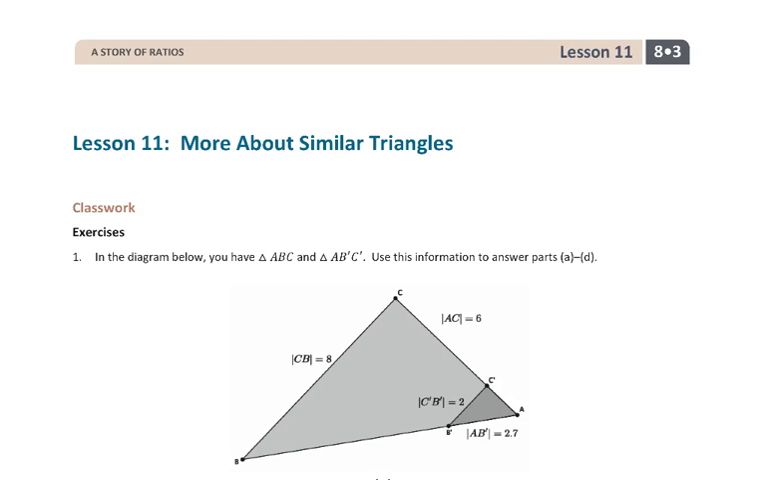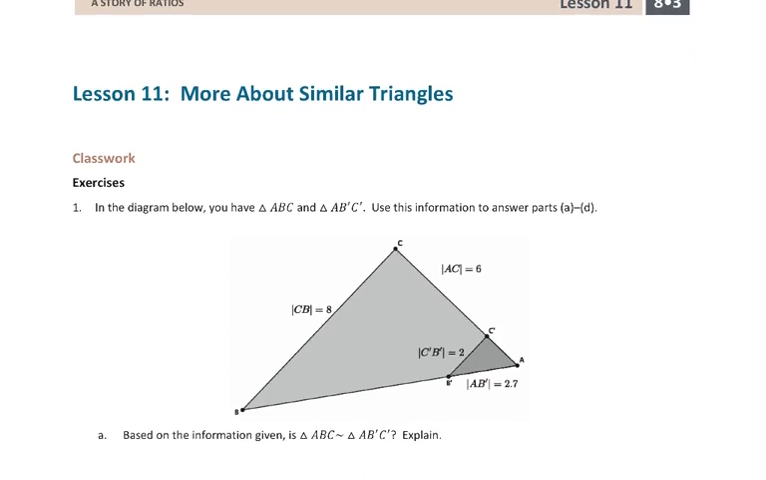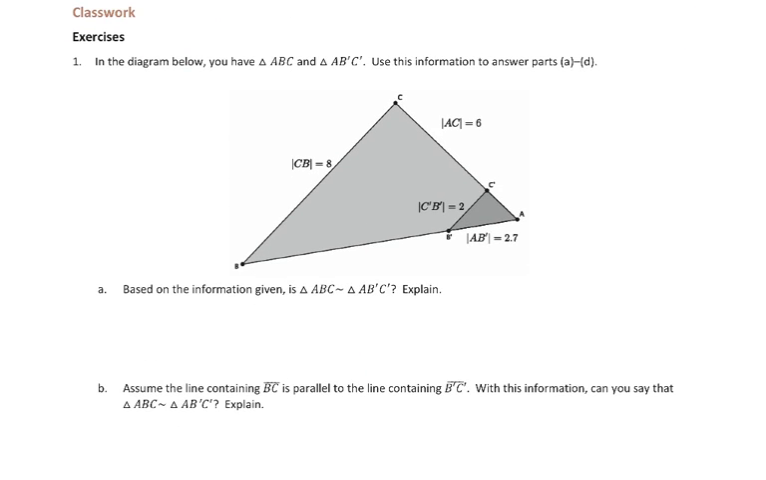So this lesson is going to be similar to lesson 8, but we're going to be looking at angles as well within the similar triangles. On exercise 1, it gives us a triangle ABC and A prime, B prime, C prime. And it gives us some of the measurements that we would need, but it asks us, is it similar based on the information we have here?